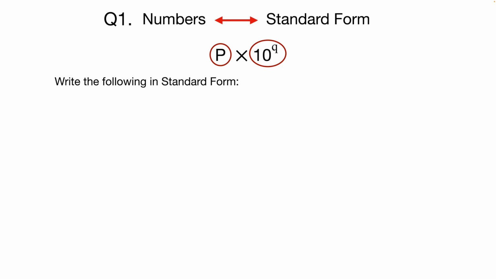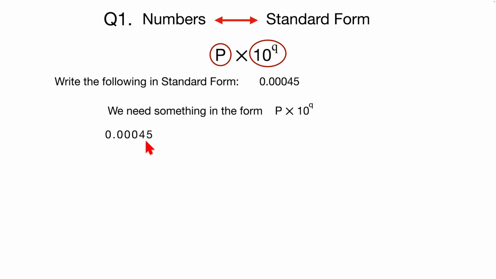Let's go the other way. Write the following in standard form. That's a nasty little number, isn't it? Okay, I don't like the negatives. We need something in the form P times 10 to the q. So there's my number with a decimal point. P is going to be 4.5. You just know it really.